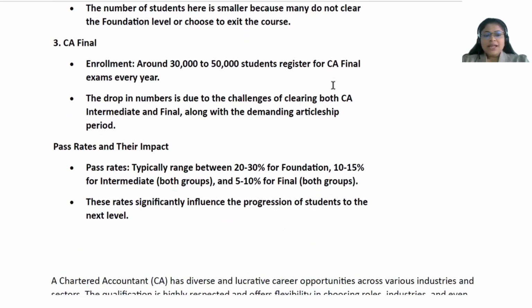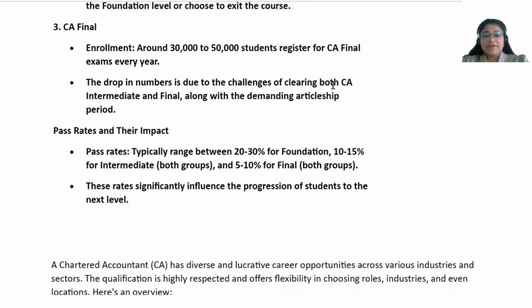And let us discuss the pass rates and their impact in the past years. What we have seen is the pass rate typically ranges between 20 to 30% in the Foundation, 10 to 15% in the Intermediate, and it drops down to 5 to 10% in the Final, both the groups. These rates significantly influence the progression of the students at every level.